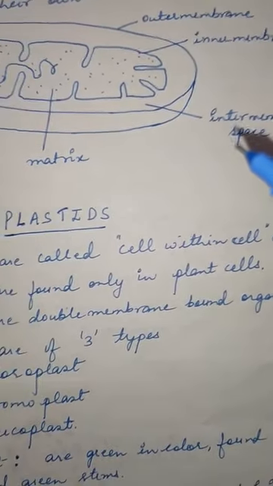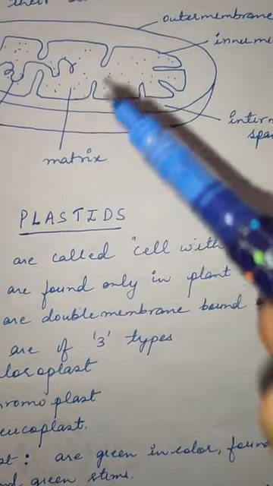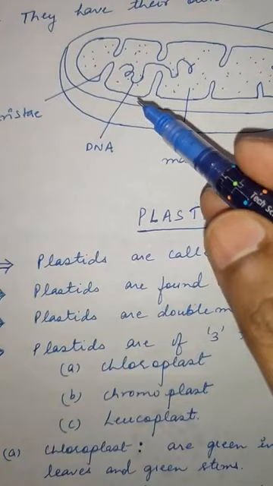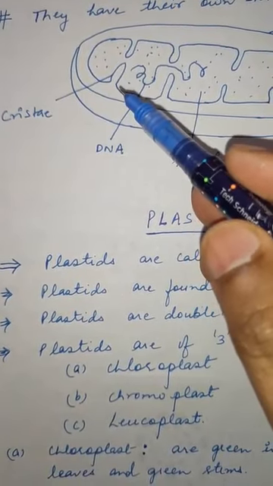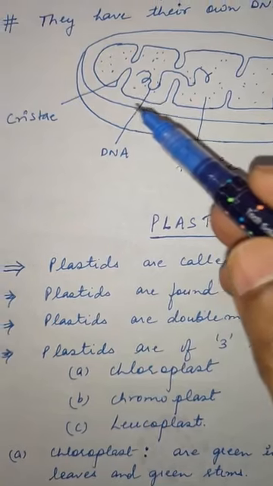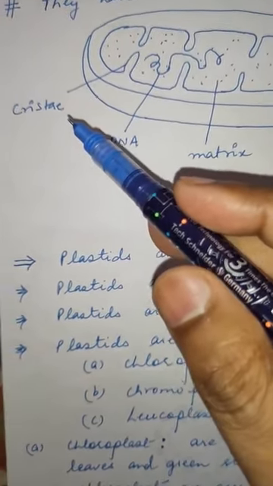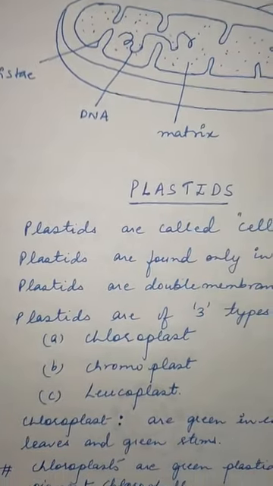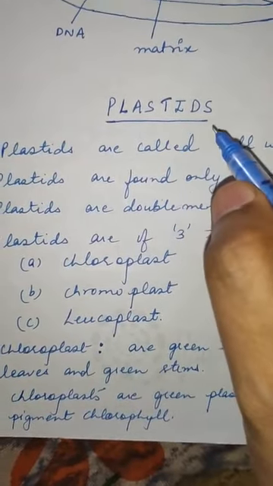This is the intermembrane space. This is the matrix part. You are able to see it clearly. This is the DNA. And this part, that is finger-like projection, you are able to see it. These are the cristae. And what is the role of cristae? It will increase the surface area. So today we are discussing another cell organelle, that is plastid.